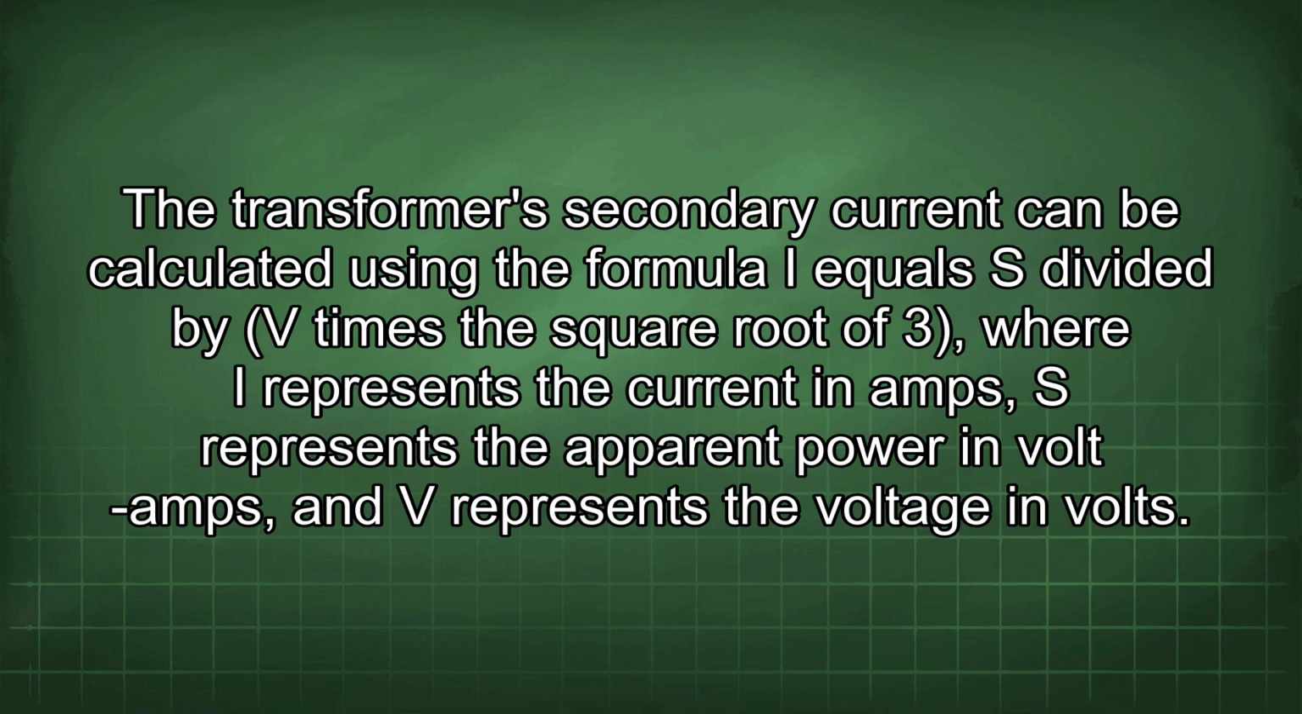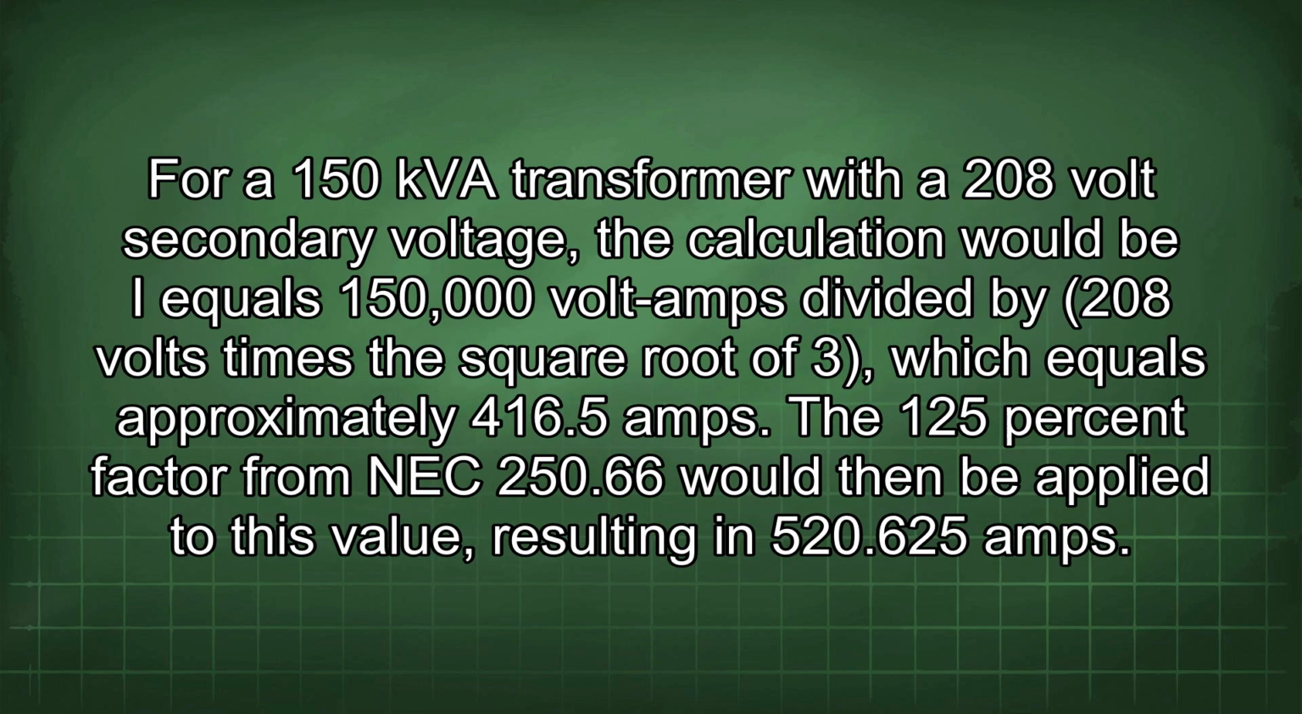The transformer's secondary current can be calculated using the formula I equals S divided by V times the square root of 3, where I represents the current in amps, S represents the apparent power in volt amps, and V represents the voltage in volts. For a 150 kVA transformer with a 208 volt secondary voltage, the calculation would be I equals 150,000 volt amps divided by 208 volts times the square root of 3, which equals approximately 416.5 amps.